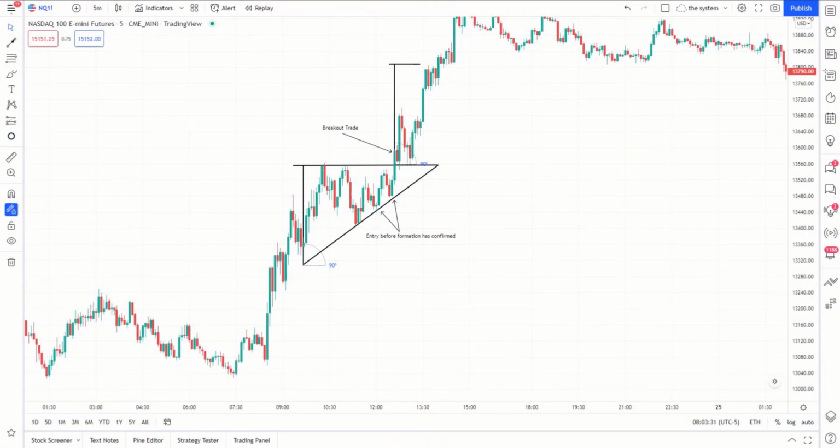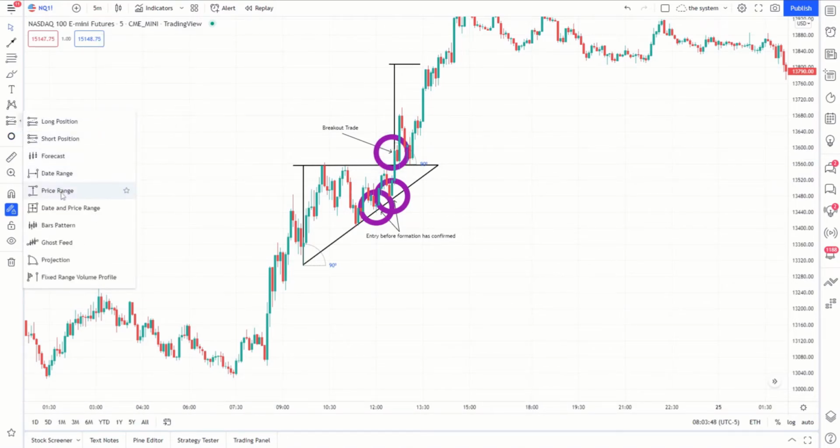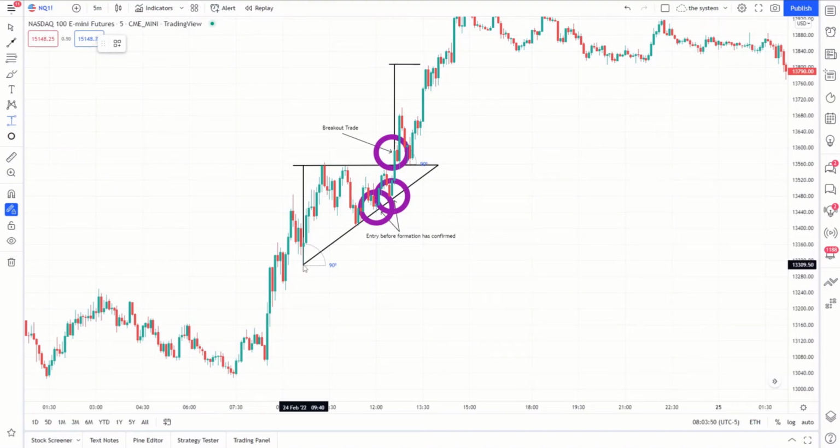Here is a great example of just how strong the ascending triangle can be as a continuation pattern. On this 5-minute NQ chart, I've marked off 2 potential entries for the confirmation before the formation has actually occurred, and then also our breakout trade over here. As I explained earlier, for our targets we set our price range from the start of the ascending line up until the horizontal line. We simply copy and paste it, and then set it above the horizontal line at the point of the breakout. This usually can give us around a 2 or 3 to 1 risk reward ratio.